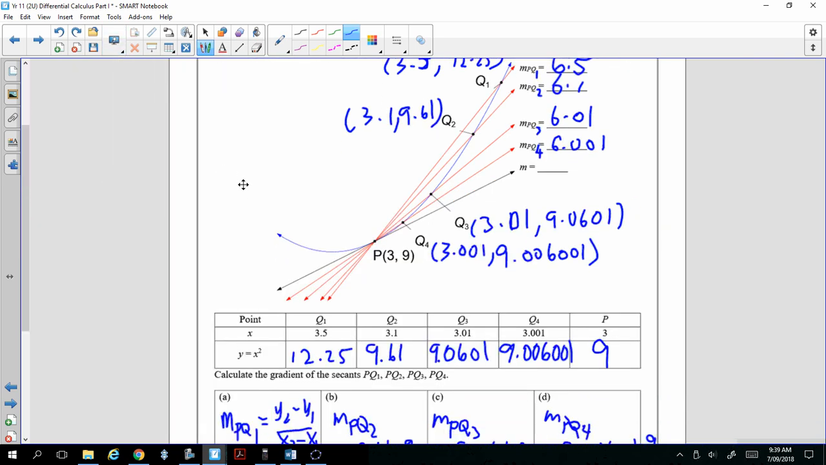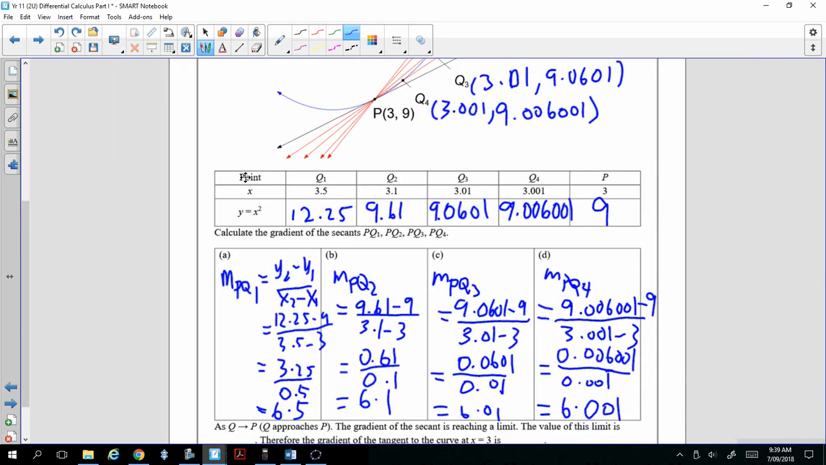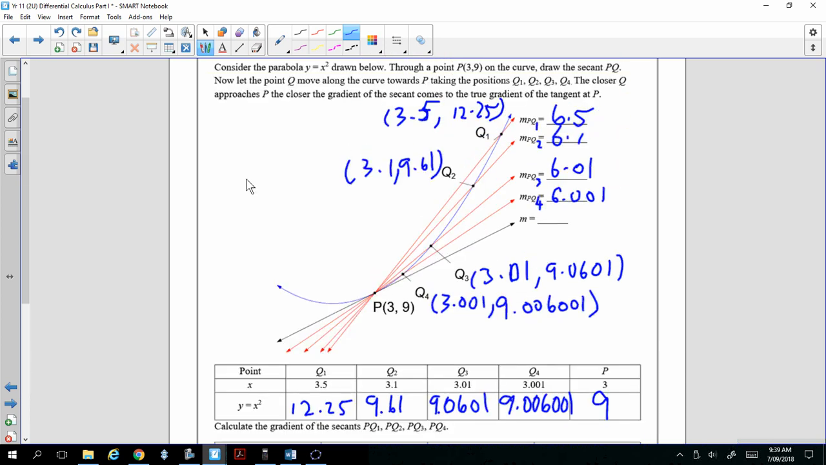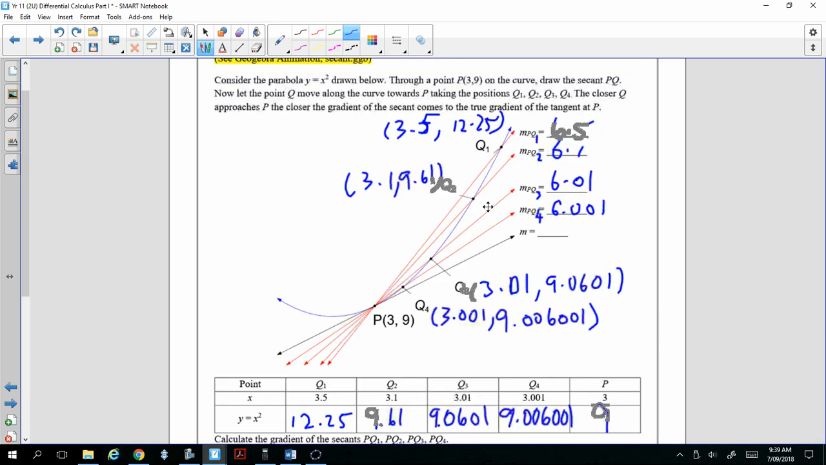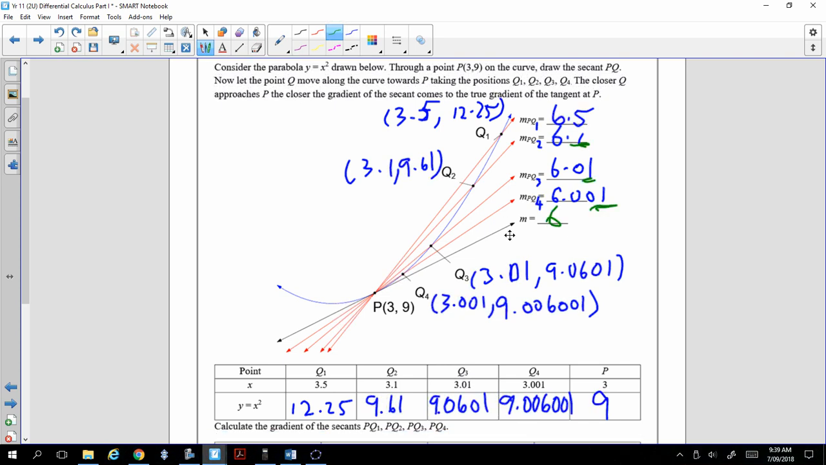And what do you think the limit is? 6, right? It's getting 6, right? This part's getting smaller, right? So that 6 is the gradient of the tangent. That's how we differentiate by first principle, by making Q as close as we like to the point P.